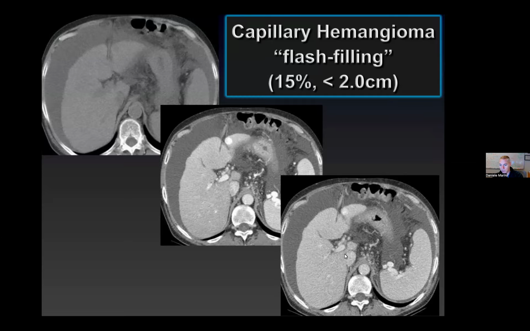Again, the difference between cavernous, which is the most common subtype of hemangioma, and capillary hemangiomas is that capillary hemangiomas have a very fast enhancement, and they become completely homogeneous on the arterial phase, as shown in this example.